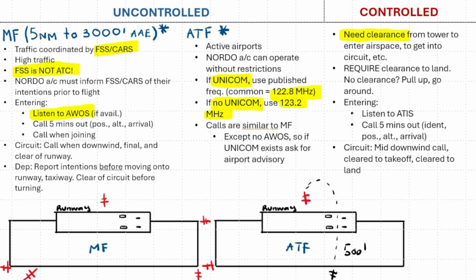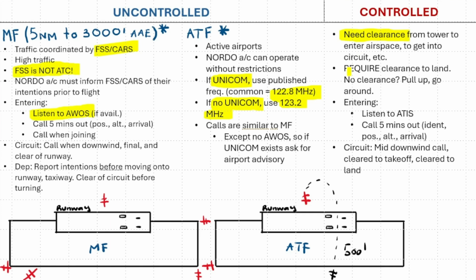Unlike MF and ATF airports, you don't decide how to join the circuit. ATC will tell you. They may clear you straight in, they might sequence you behind other traffic, or change your circuit entirely. I've been asked to change circuits for a different runway mid-air. Your job as the pilot here is to comply with the instructions, maintain your situational awareness, and feel free to speak up if something is unsafe or unclear.